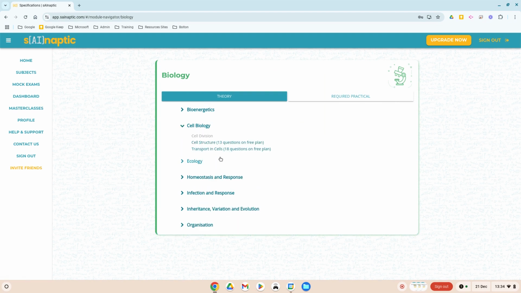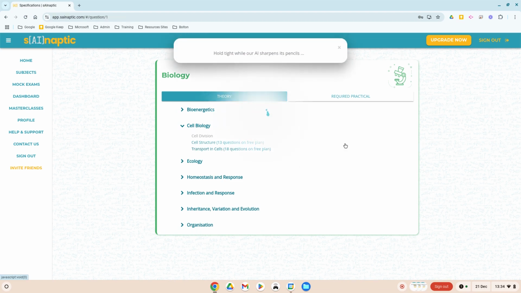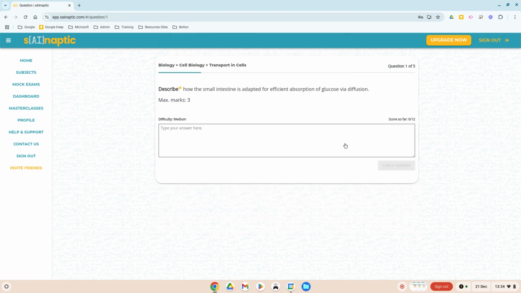So if we click onto cell biology, what we're going to do is we're going to look at transporting cells. So we've got a 3-mark question here. How the small intestine is adapted for efficient absorption of glucose via diffusion. Okay, so what I'm going to do is I know I need to do something and answer a question that gives me the 3 marks.